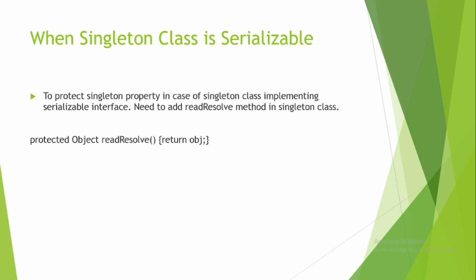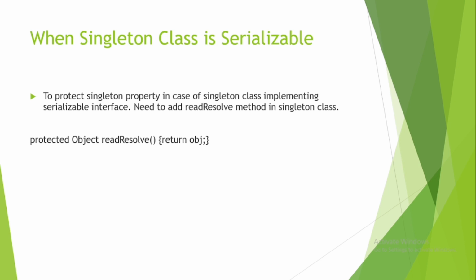When I say maintaining the singleton property, I mean that whenever you try to get an instance of the singleton class, during serialization and deserialization you will get a different object every time. That means it is breaking the singleton property. The one and only principle of a singleton class is that you should get just one object of the singleton class.